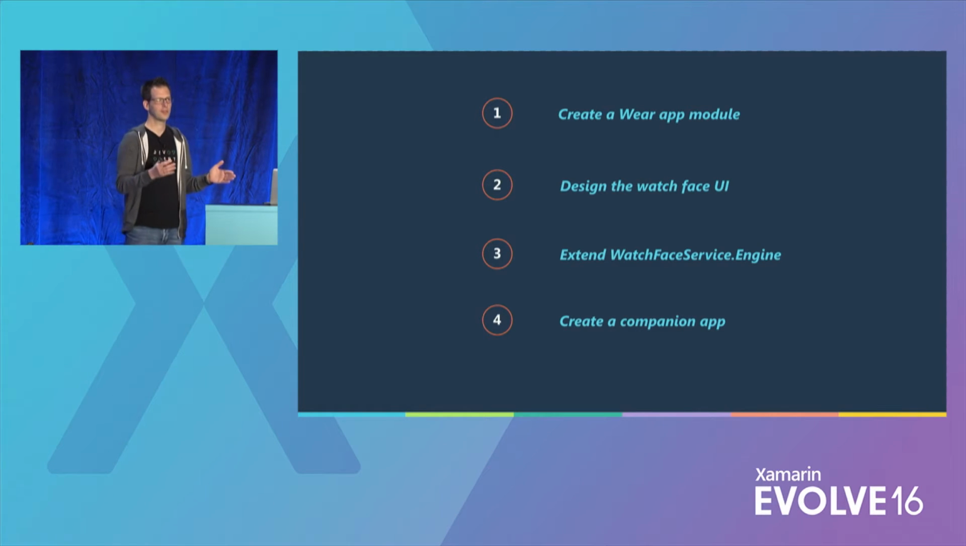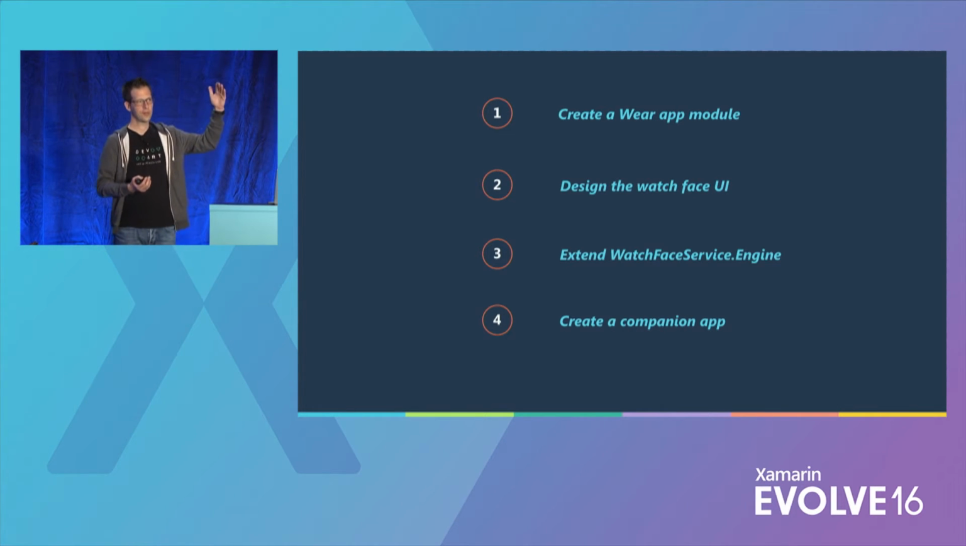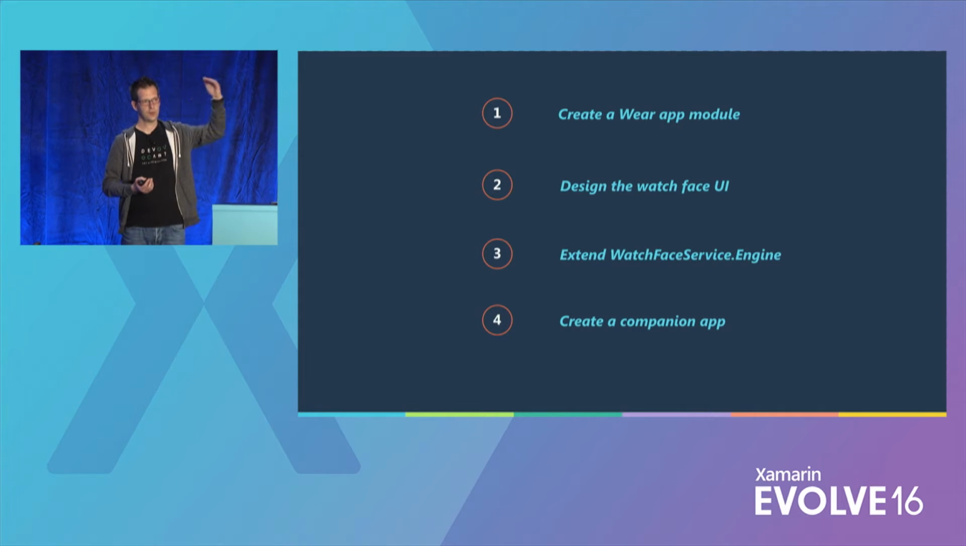So if you have an existing application and you want to integrate a wearable module, a wearable application, or a watch face, what you need to do is you need to create a new wearable module in your solution. And this will automatically be included in the main APK. So what you need to do is you need to set a reference from your main module to the wearable module. And the Xamarin build system will automatically take care of integrating your wearable APK into the mobile APK.